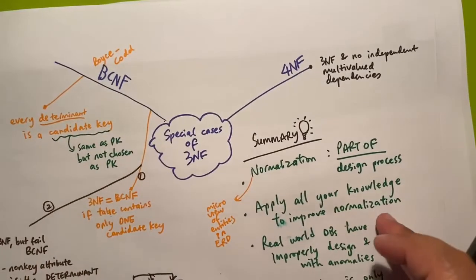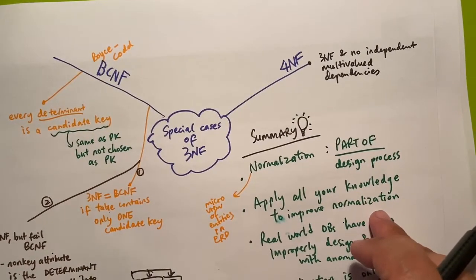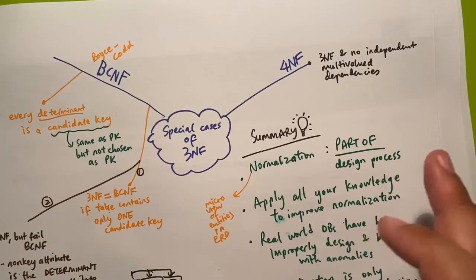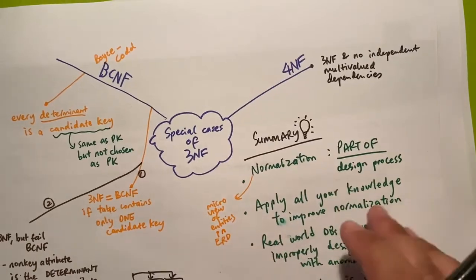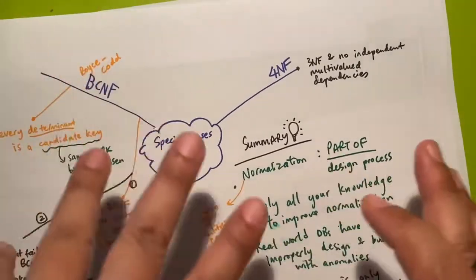So that's about it for BCNF. Usually it's always the same case. It tries to explain two tables in one relation, two relationships in one relation.